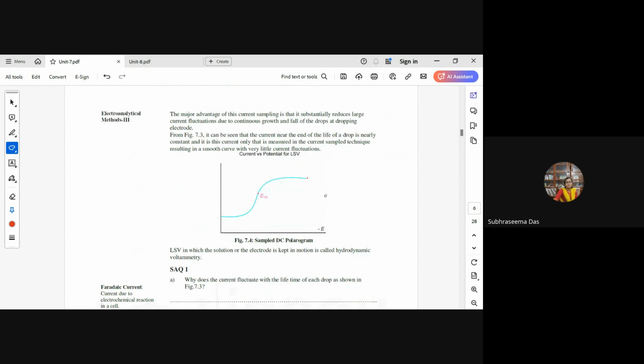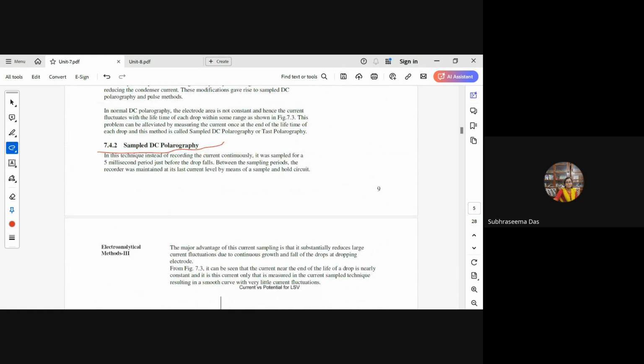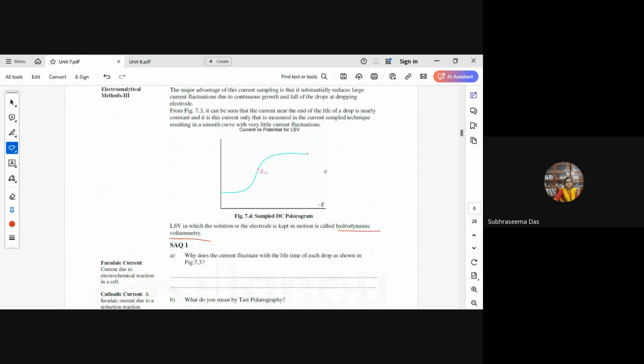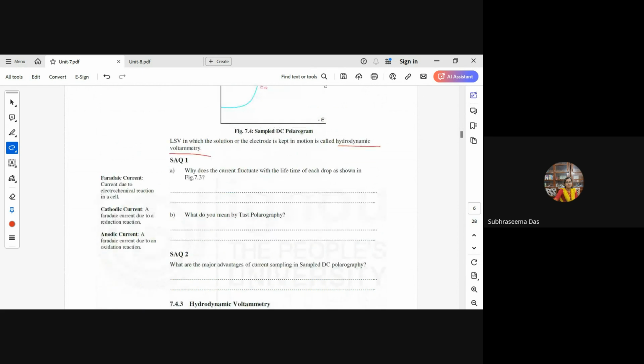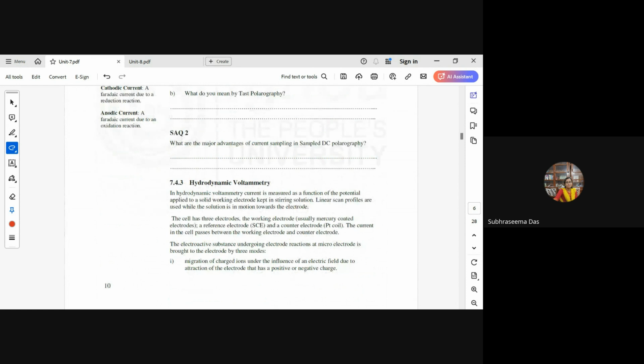LSV in which the solution or electrode is kept in motion is called hydrodynamic voltammetry. So where the electrode is kept in motion is generally called hydrodynamic voltammetry. We'll now discuss the details of hydrodynamic voltammetry. Here in hydrodynamic voltammetry, the current, as we know, is measured as a function of the potential applied to a solid working electrode which is kept in a stirring solution.